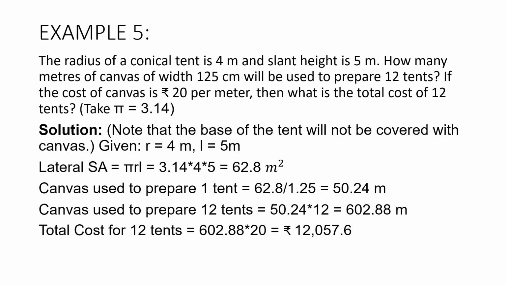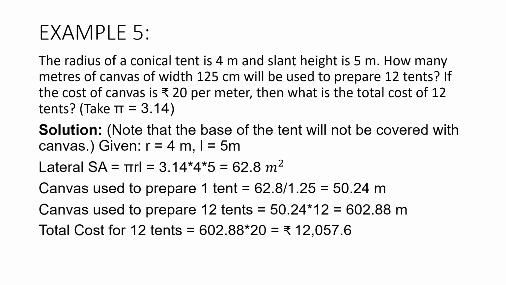Why we need lateral surface area? Again, because we don't consider the base. Canvas used to prepare one tent would be 62.8 upon 1.25, correct, which is equal to 50.24. Why 1.25? Because 125 centimeter is 1.25 meter. Since we have lateral surface area in meter square, we over here take it in meter. We have to keep the same units. So 62.8 upon 1.25, which is 50.24 meters.